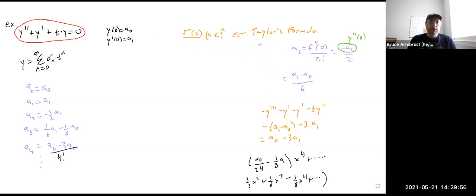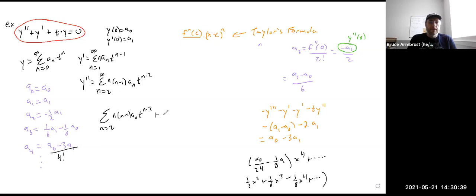So let's just say we're going with this y. I just noticed I went back to x's even though I started with t's. So y prime again is from 1 to infinity. And then y double prime is from 2 to infinity, n times n minus 1, a_n x to the n minus 2. All right, so I plug all that stuff in. So I get this guy. The next one is the y prime. And then we're going to get t times the y. So that t comes in really easily.